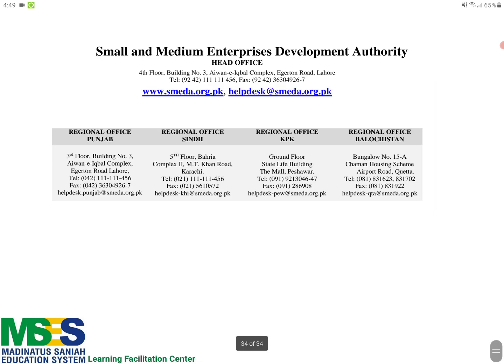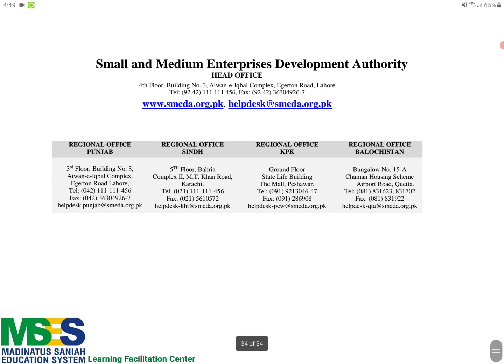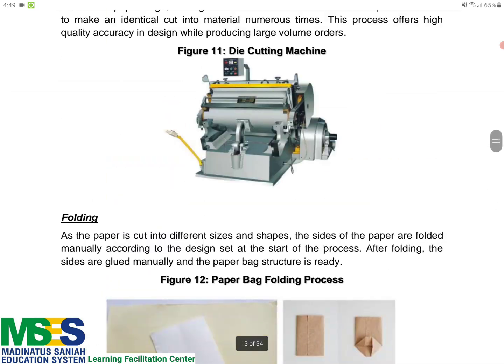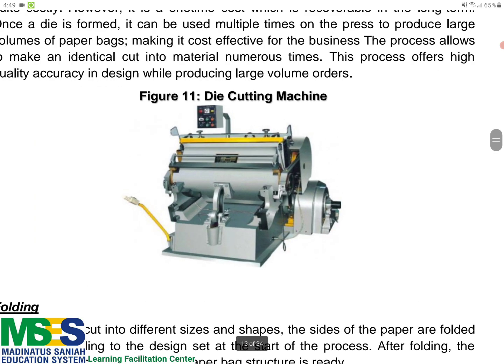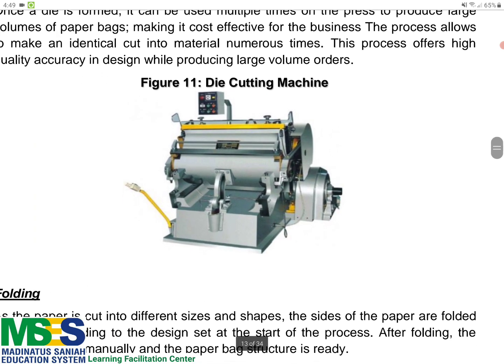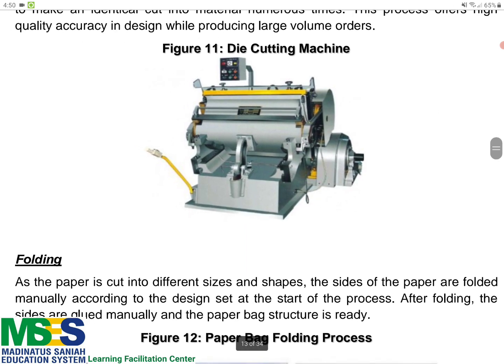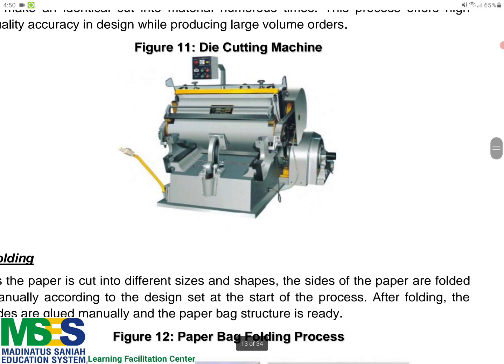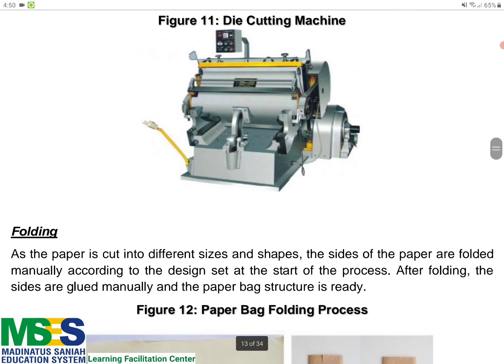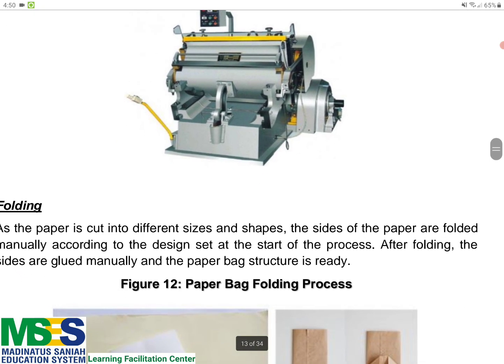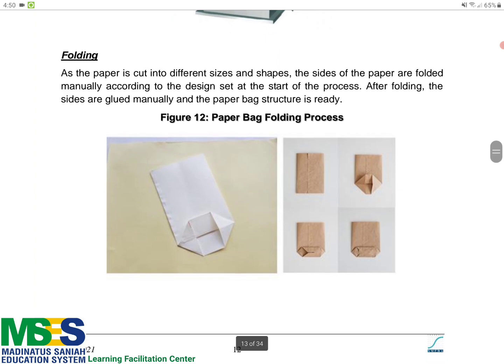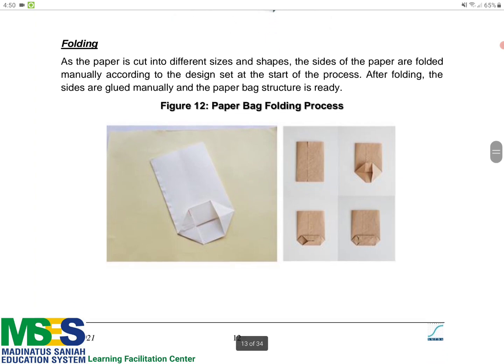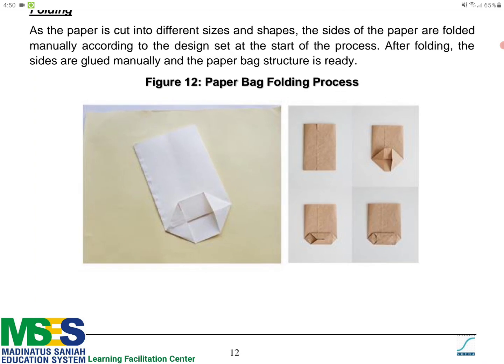Then die cutting. Yes, die cutting is, as we said, cutting the shapes and sizes. Then folding. Can you show us folding diagrams? Yes. They have shown a very small paper bag. For example, when you go to Hobnob and buy patties, they would put the patties in this kind of bag.